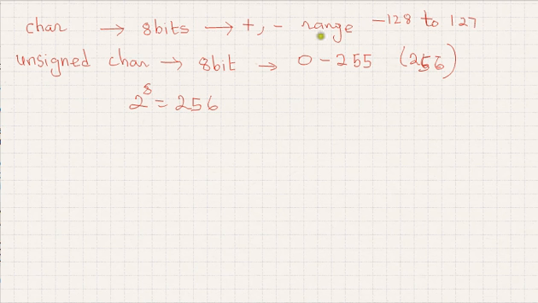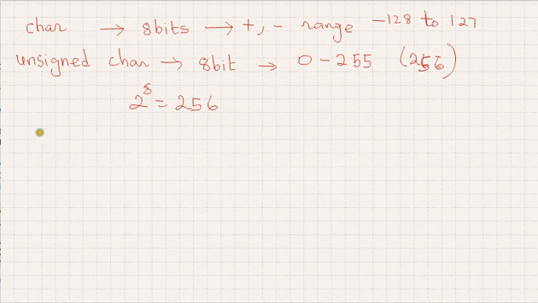So we have two data types of 8 bits each. One lets us store values in the range 127 all the way to negative 128, and then we have this unsigned char, which is 8-bit again, but this lets us store only positive values. So that is from 0 to 255, the range, and the number of values is 256.